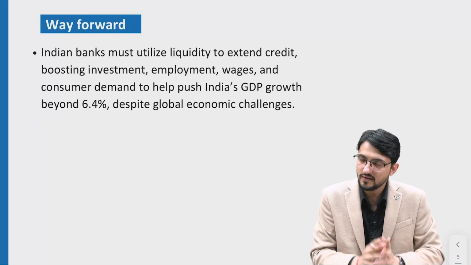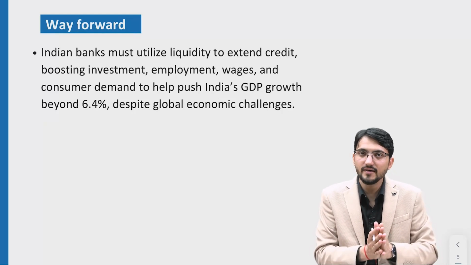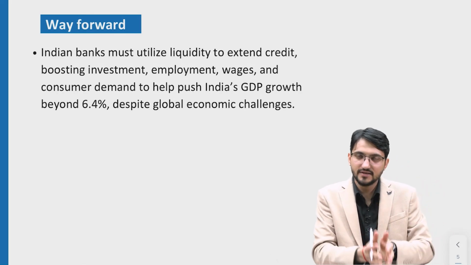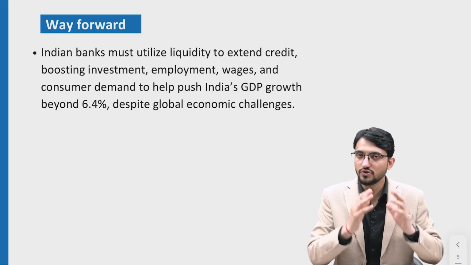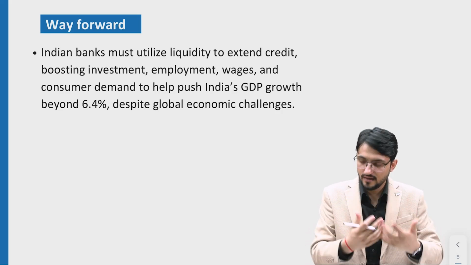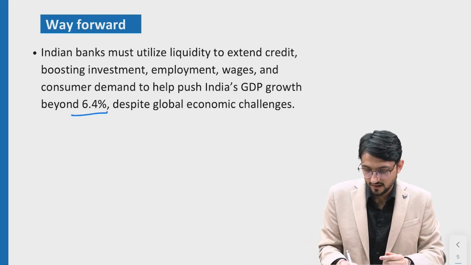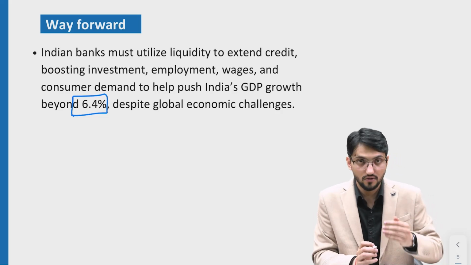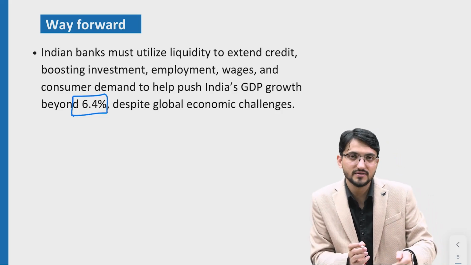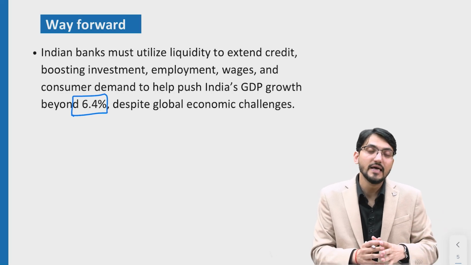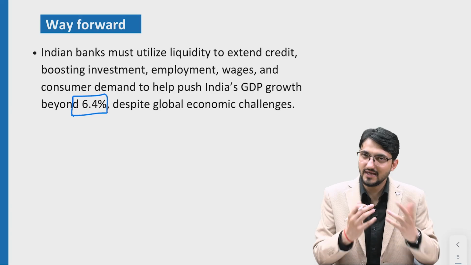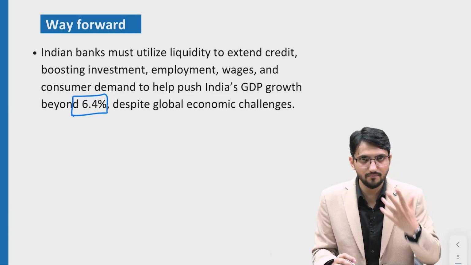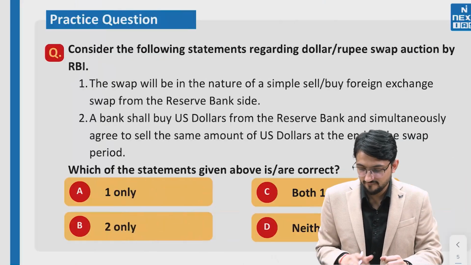Way forward would be, but there is a catch. The way forward should be that whatever dollars banks got from RBI through this scheme, they should use to push growth. They should utilize them in good and productive sectors. We have to push our growth rate, or keep the growth rate at least at the 6.4% that we achieved earlier, despite this global economic turbulence. So that's where this scheme becomes very important, and the role of banks also becomes very important.